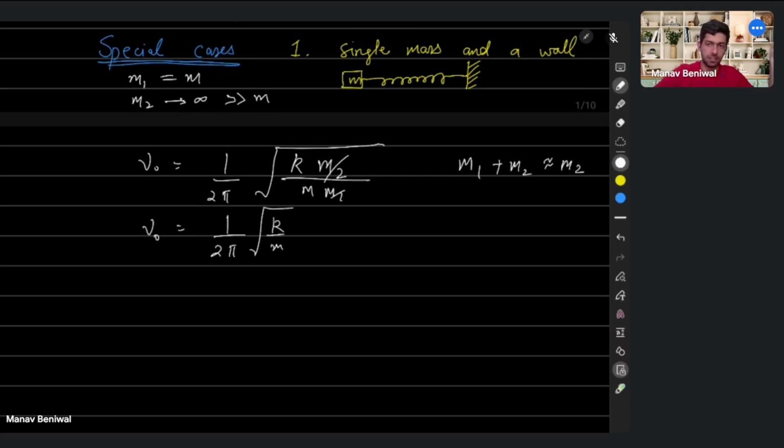So we can say that because our answer is true in special cases, we have higher chances of being correct. We can do another special case of equal masses. So this will be like maybe an H2 molecule, something similar to that. So it will have two masses and both will be equal.